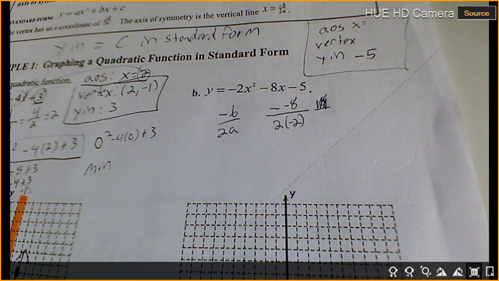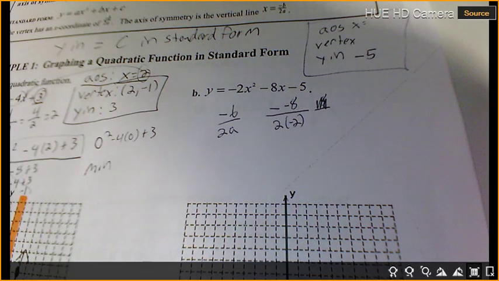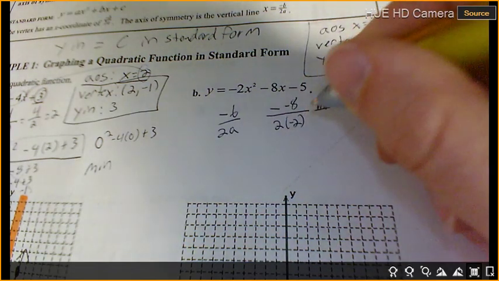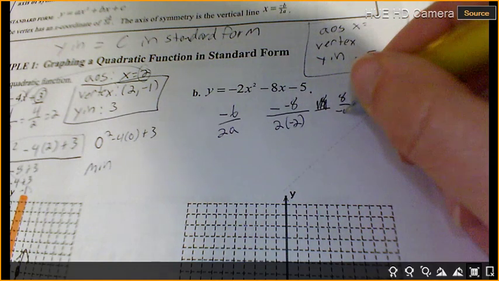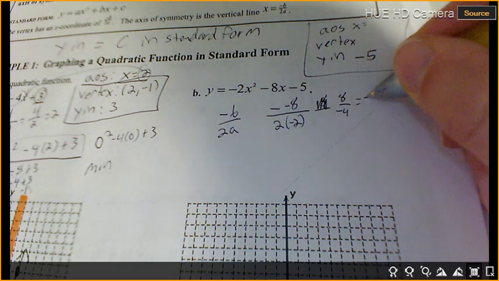Quietly in your head or write it on the paper. I'm just letting people catch up. Just give it a second. So a negative times a negative is a positive. 2 times negative 2 is negative 4. And 8 divided by negative 4 is negative 2. Negative 2 is our axis of symmetry.